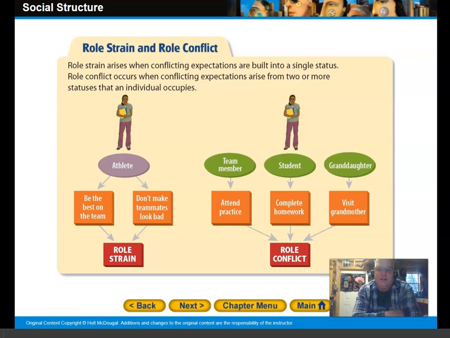If you're a student, you could be a team member that attends practice. You complete your homework and you visit your grandmother, if granddaughter is your other role. So you have to be able to do all these things: attend your practice, do your homework to maintain your student status, and be a good grandchild.